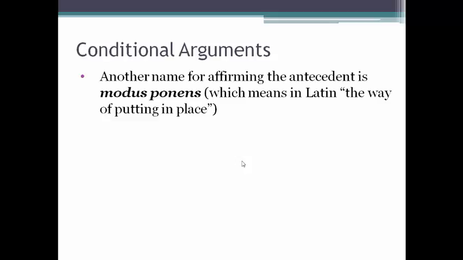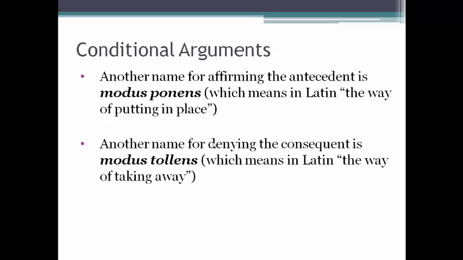They both have other really common names that they go by. The other name for affirming the antecedent is modus ponens, which means in Latin, the way of putting in place. And then, denying the consequent, another name for that is modus tollens, which means in Latin, the way of taking away. You don't need to know what these things mean in Latin, but if you ever take a logic course or just start listening to people talk about arguments, odds are good you'll come across the terms modus ponens and modus tollens. These are just really common names for the types of arguments we've just learned about. Affirming the antecedent for modus ponens and denying the consequent for modus tollens.